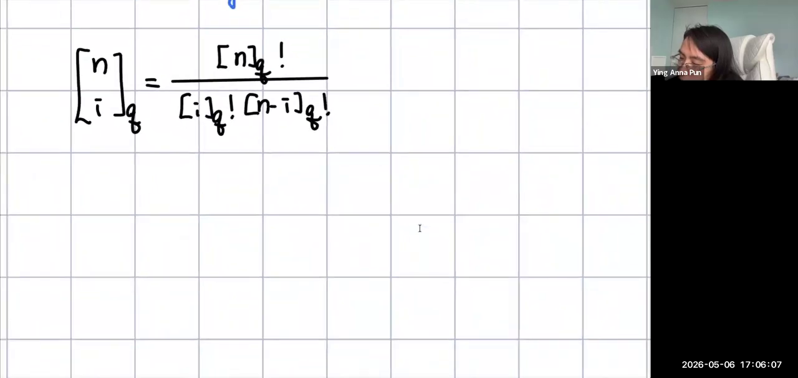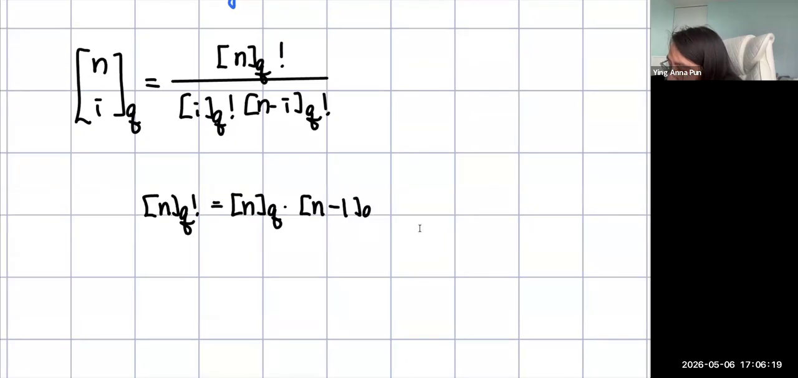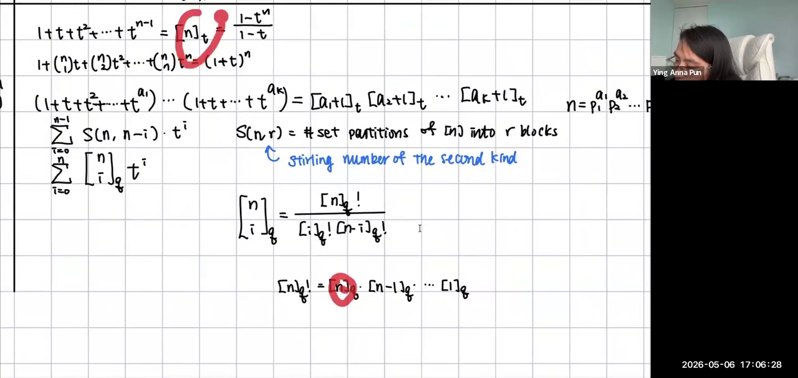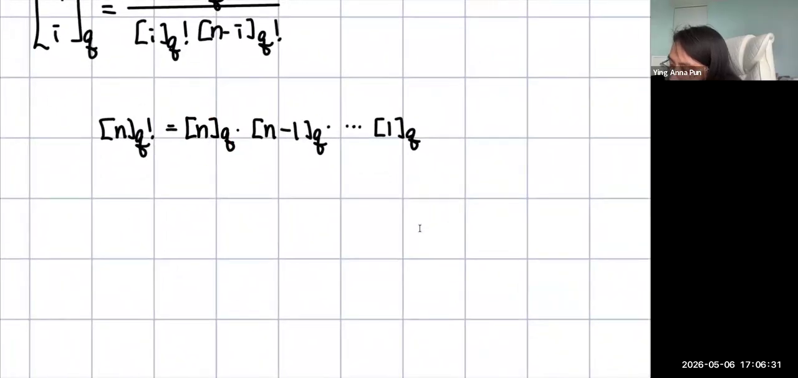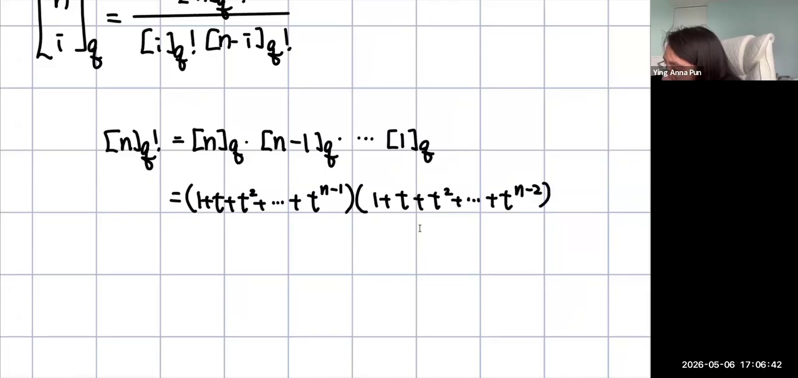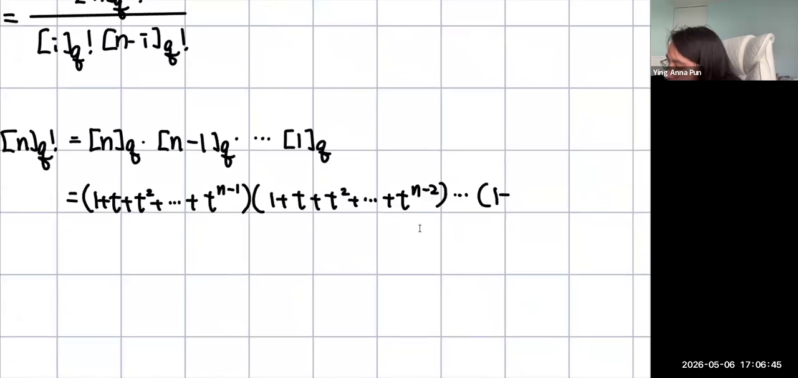And okay, so what is [n]_q, and [n]_q factorial? Well, it's just [n]_q times [n-1]_q, up to [1]_q. And then what are all these q things? That's exactly the same as the t that we have here. So if you really write it out, the first one is 1 + t + t^2 + ... + t^(n-1), then 1 + t + t^2 + ... + t^(n-2), up to 1 + t, up to 1.